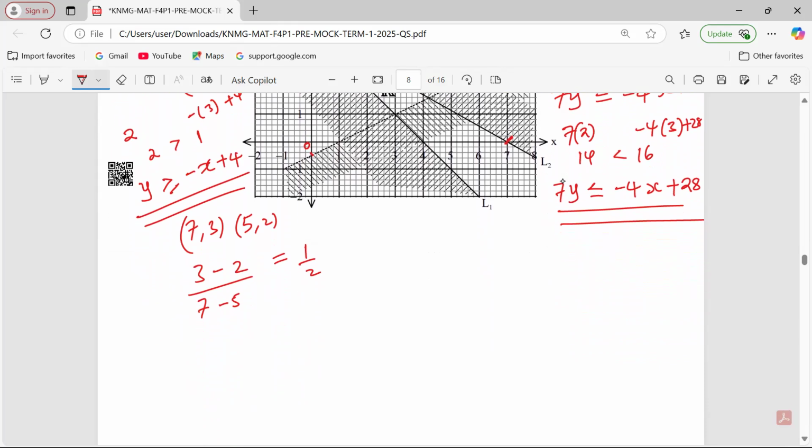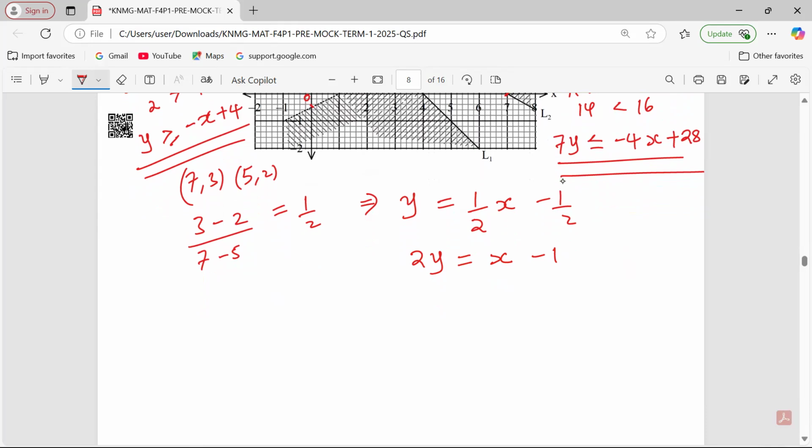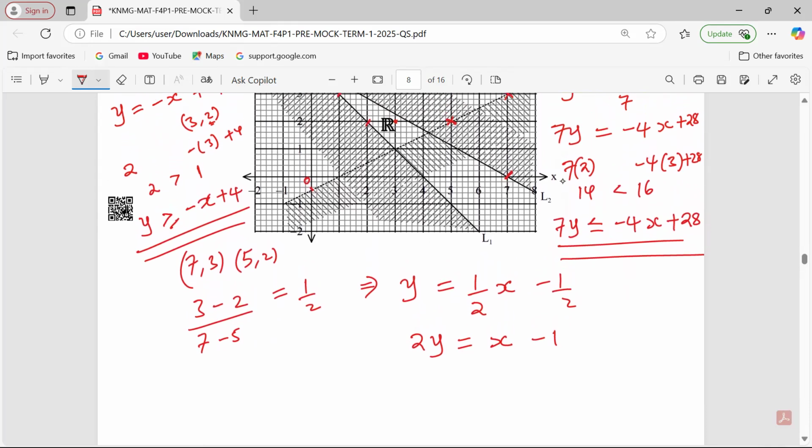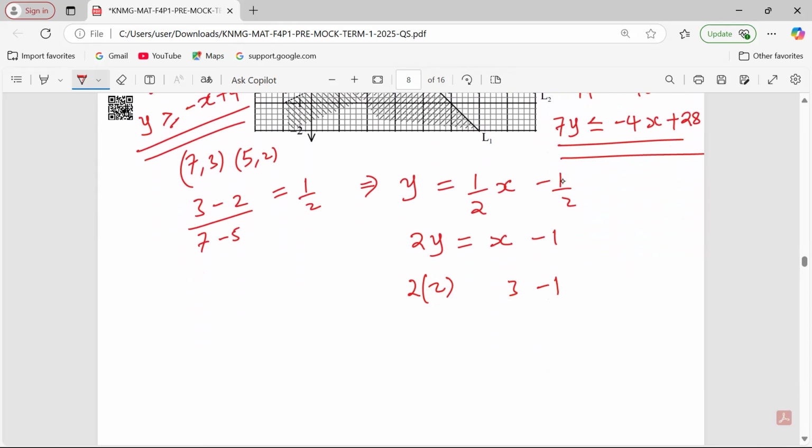So we will say y equals half x minus half, which is our y-intercept. When we multiply by 2 throughout, we shall get 2y being equal to x minus 1. That way, we can substitute our coordinate, which is within the required region, (3, 2). So 2 times 2, and 3 minus 1. So this shall be 4, and this shall be 2.